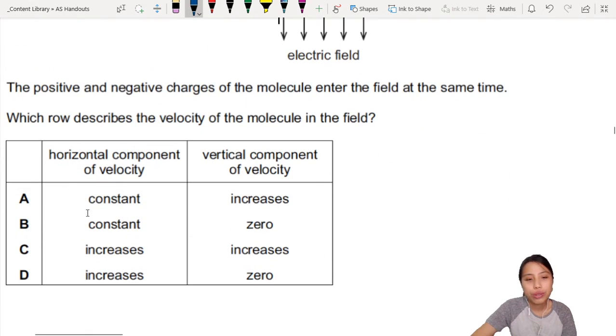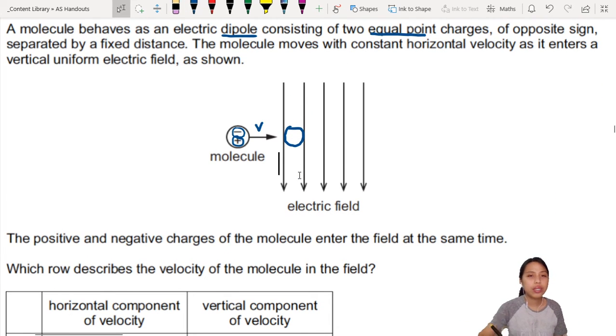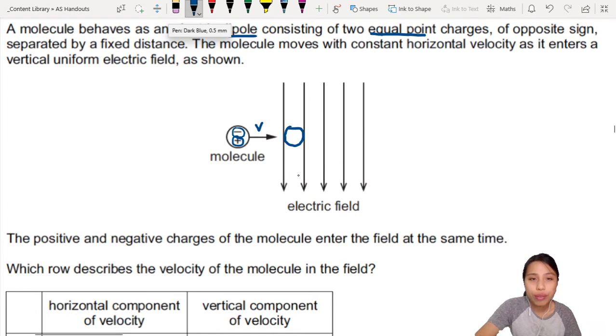Well, if I scroll down there, they'll say constant, increase, zero. How do we know what the component of velocity will change to be? First things, like I mentioned, draw the forces. I'm going to shrink this pen a bit so we can see. There's a negative and there's a positive charge stuck together. First things first, the negative charge is going to experience a force where? Against the electric field line. So this negative charge, this part here, will experience a force upwards, which is QE, F equals QE.